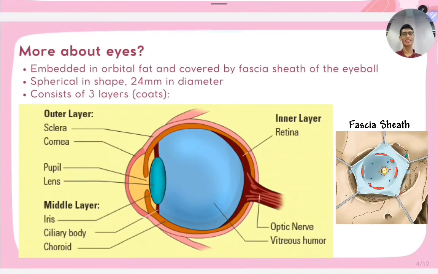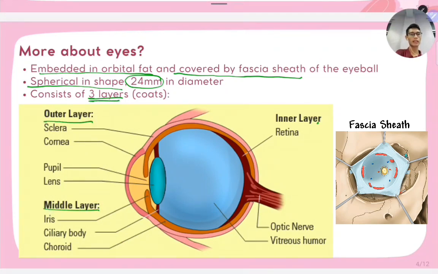Want to know more about the eyes? Okay, the eyes are embedded in orbital fat and covered by the fascia sheath of the eyeball. Spherical in shape, the diameter is 24 millimeters. It consists of 3 layers: the outer layer, the middle layer, and the inner layer. The outer layer has sclera, cornea, pupil, and lens, while the middle layer has iris, ciliary body, and choroid, and lastly the inner layer has retina, optic nerve, and vitreous humor. Vitreous humor is the chamber for the posterior part of the eye.